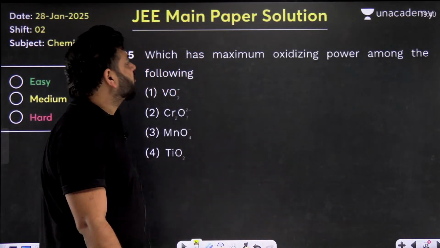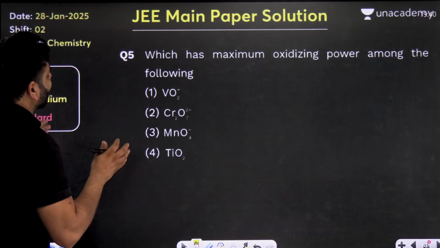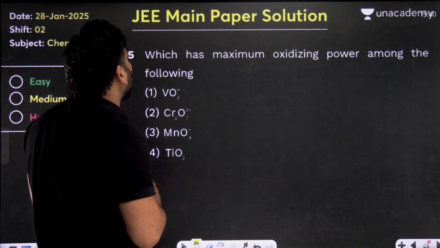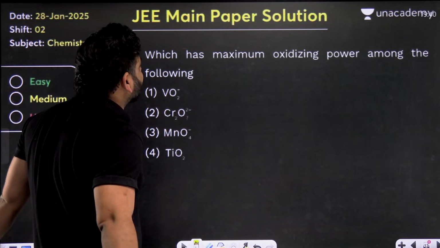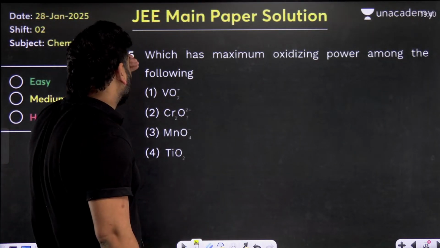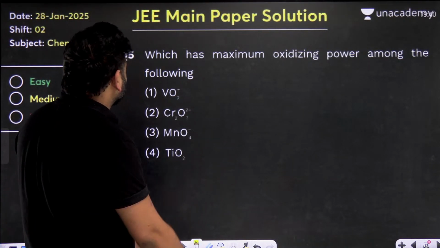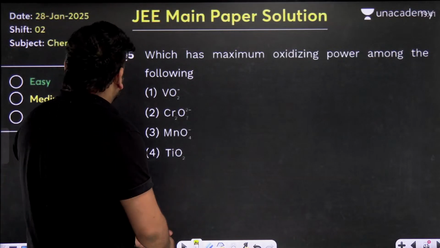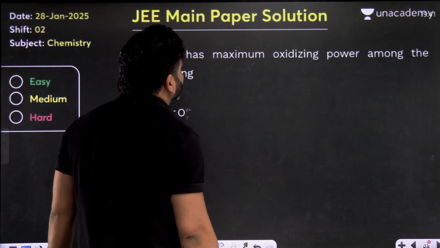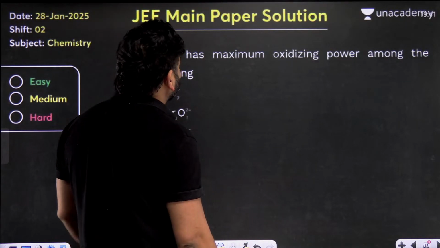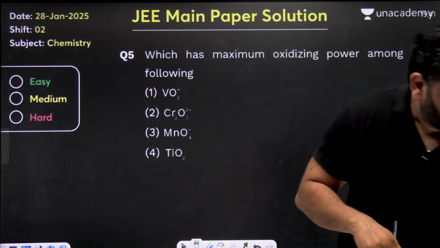So the fifth question is, which of the following has the maximum oxidizing power among the following? So we have to find out where we can find the maximum oxidizing power, and the question is quite simple, out of VO2 positive, Cr2O7 2 negative, MnO4 negative, TiO2. So what do you think? What should be the correct answer? What is the highest oxidizing power? So how do we decide the oxidizing power? We actually decide their oxidizing power using their proper data, right?